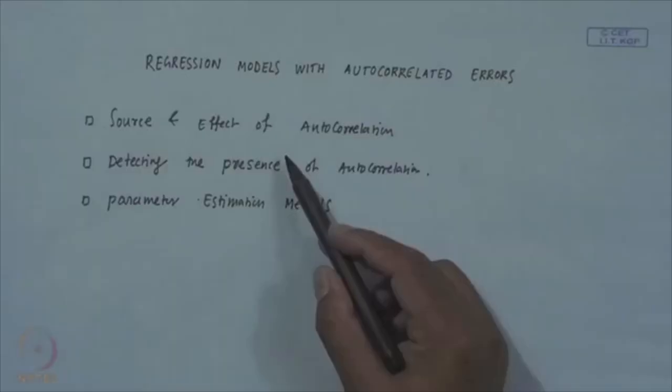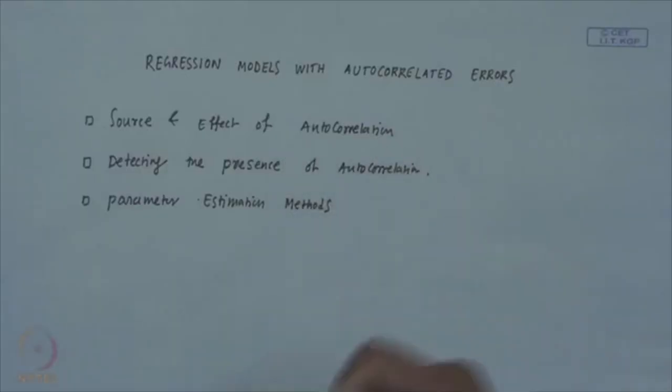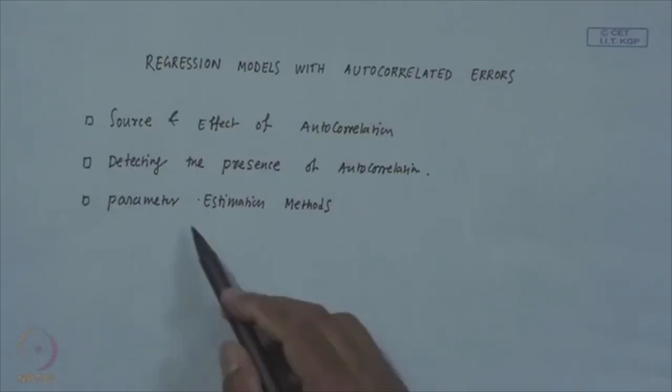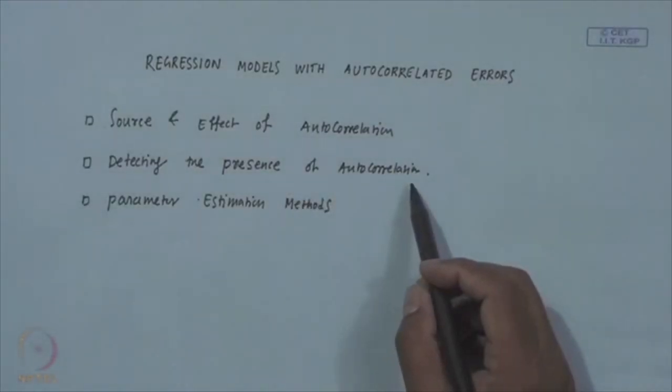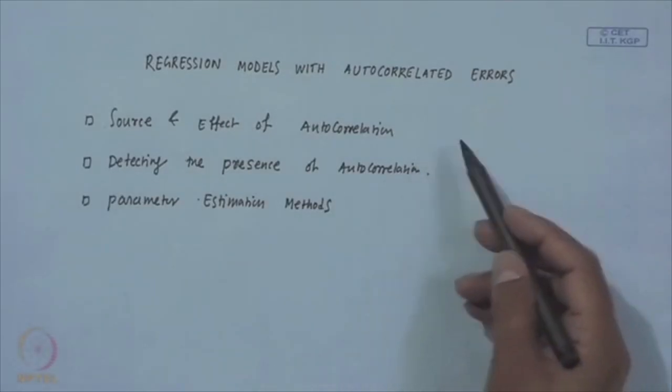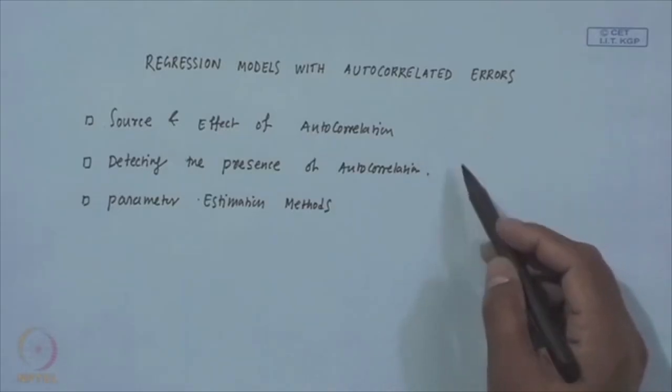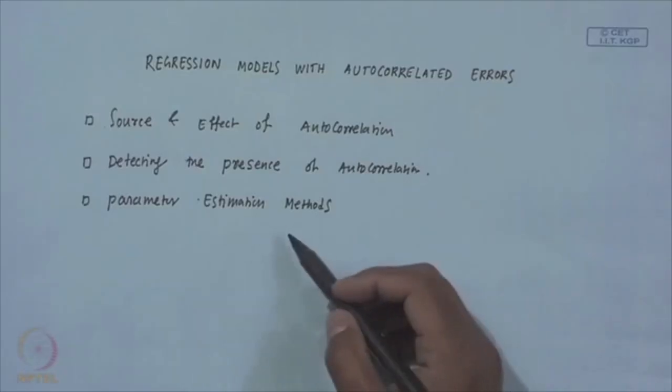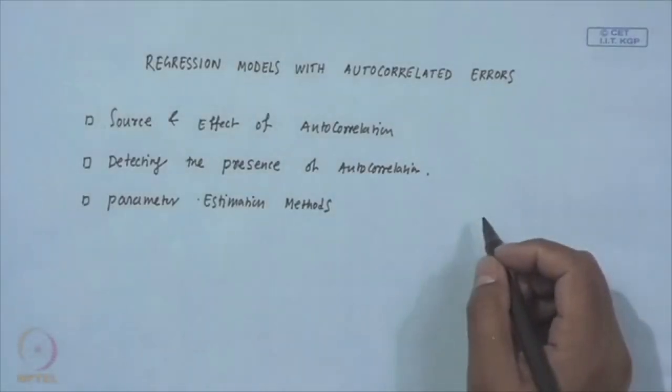Hi, so today we'll start a new topic called regression models with autocorrelated errors. Here is the content of this module: source and effect of autocorrelation and detecting the presence of autocorrelation. And then, if you have autocorrelation in the model, I'll explain what this autocorrelation is, then how to estimate the parameters of the model.